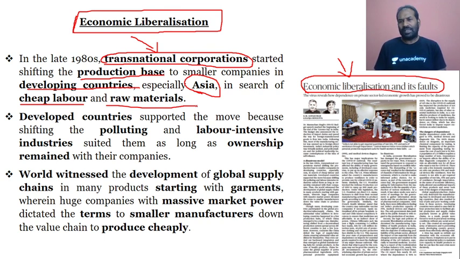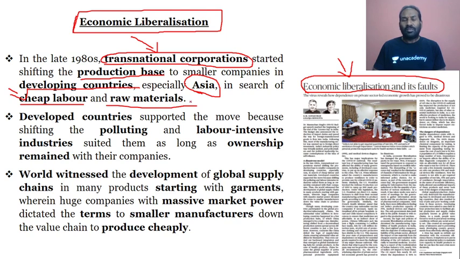Asia was targeted as a developing region to which they could shift their production base. The reason was that Asia had a good amount of knowledge but unemployment, and a good amount of raw materials but a lack of technology. Thereby, the developed countries shifted their production bases to Asia. So they created jobs with cheap labor.